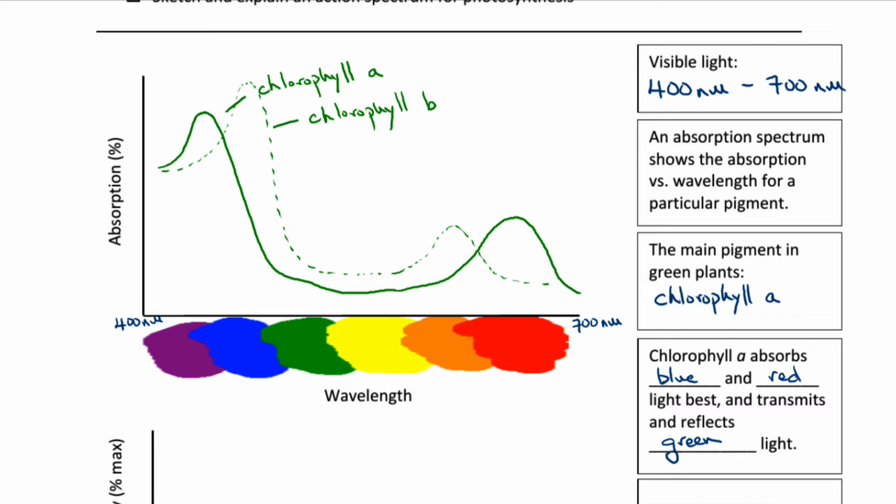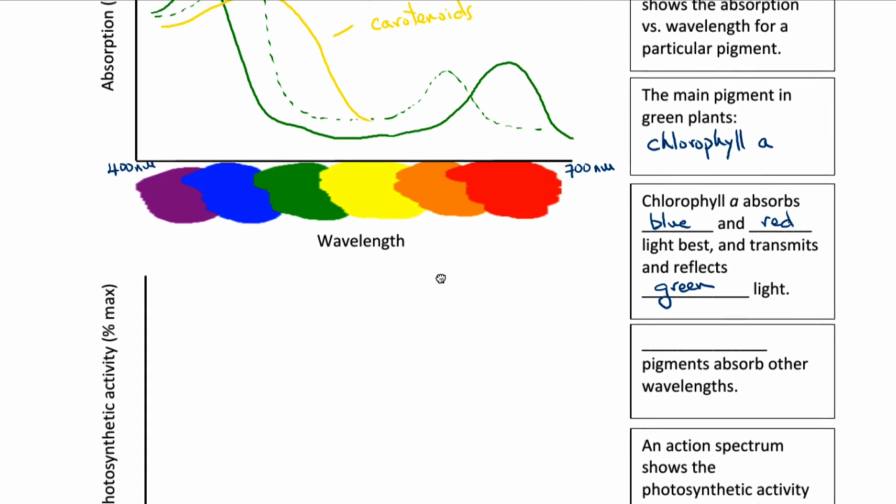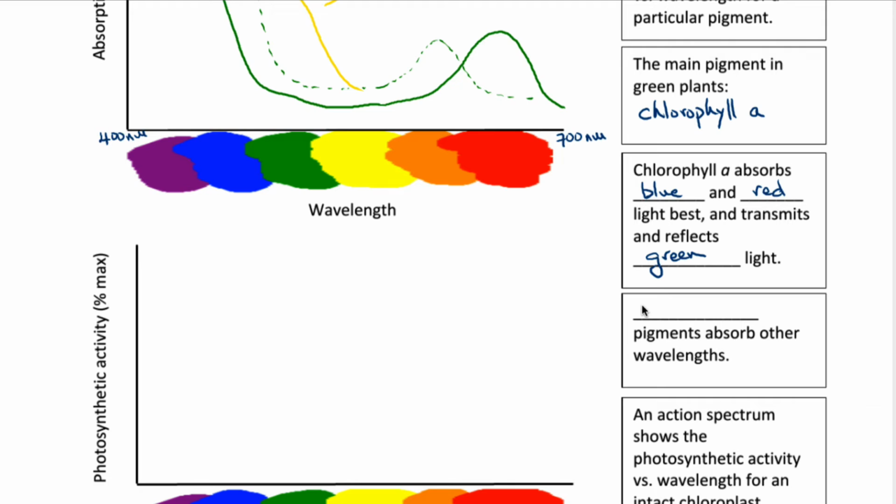There are other pigments called carotenoids that have a different shape absorption spectrum, so I'll draw a representation of that. They might look something a bit more like this. So there are carotenoids. Carotenoids are an example of an accessory pigment. Chlorophyll A is the main pigment in green plants, and the other pigments are called accessory pigments. They are pigments that help absorb other wavelengths. And so carotenoids or chlorophyll B are examples of accessory pigments.